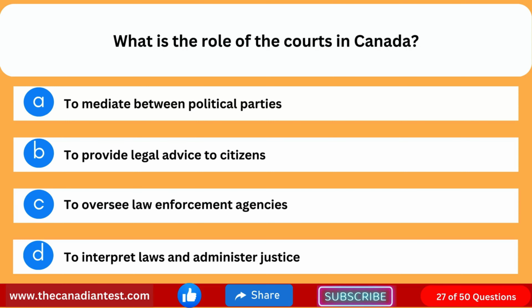What is the role of the courts in Canada? Option A, to mediate between political parties. Option B, to provide legal advice to citizens. Option C, to oversee law enforcement agencies. Option D, to interpret laws and administer justice.